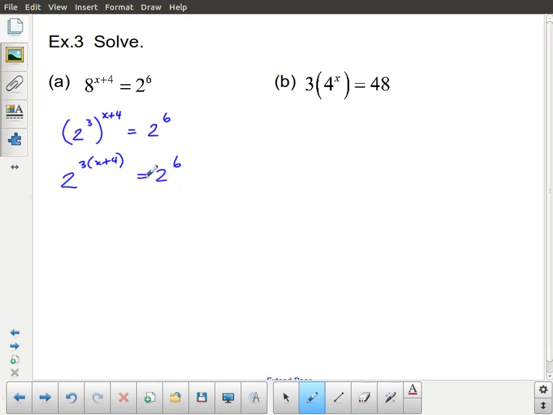Now I have a base equals another base, and this implies that 3x plus 4 is equal to 6. So I distribute that, and I end up with 3x plus 3 times 4 is 12 equals 6. I end up with 3x equals negative 6. I end up with x equals negative 2 as my solution.